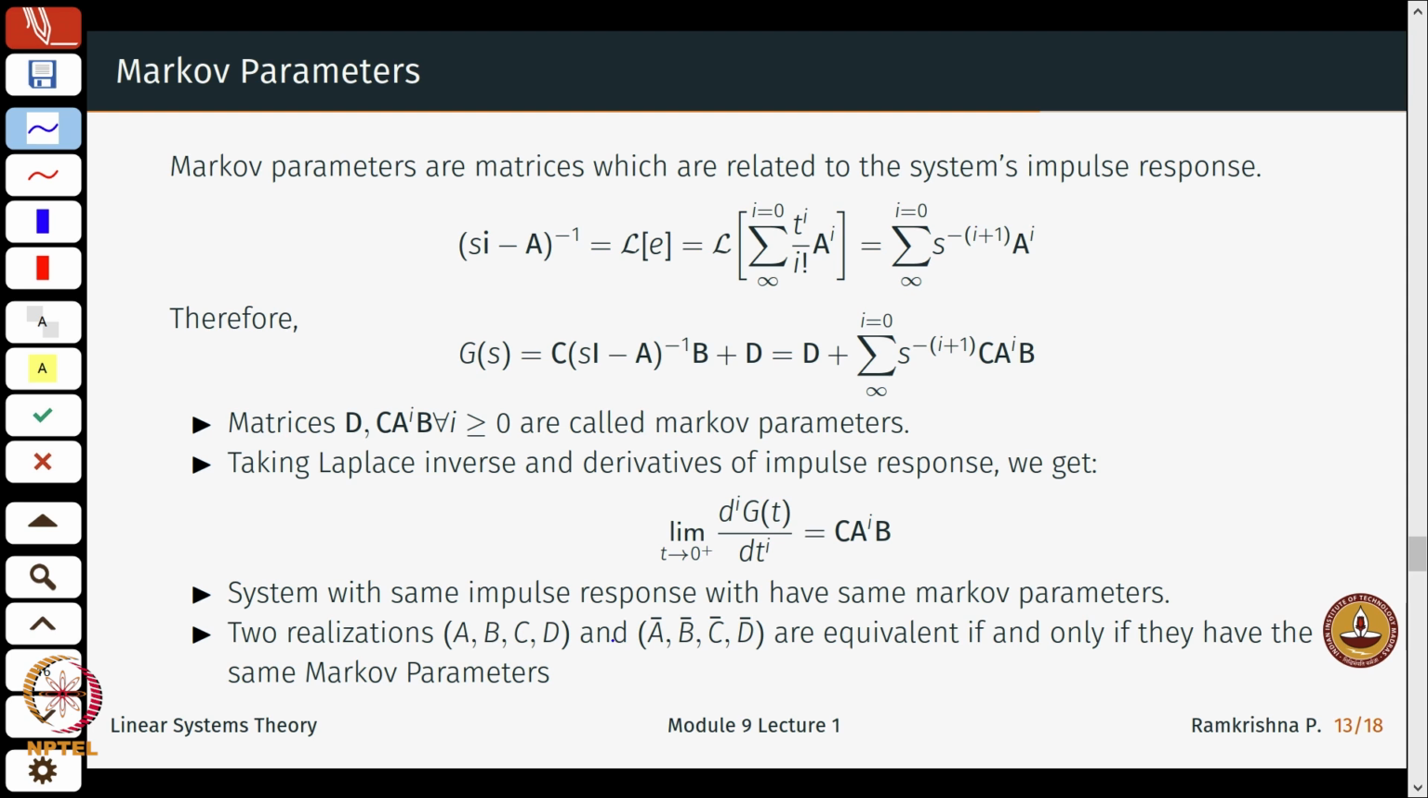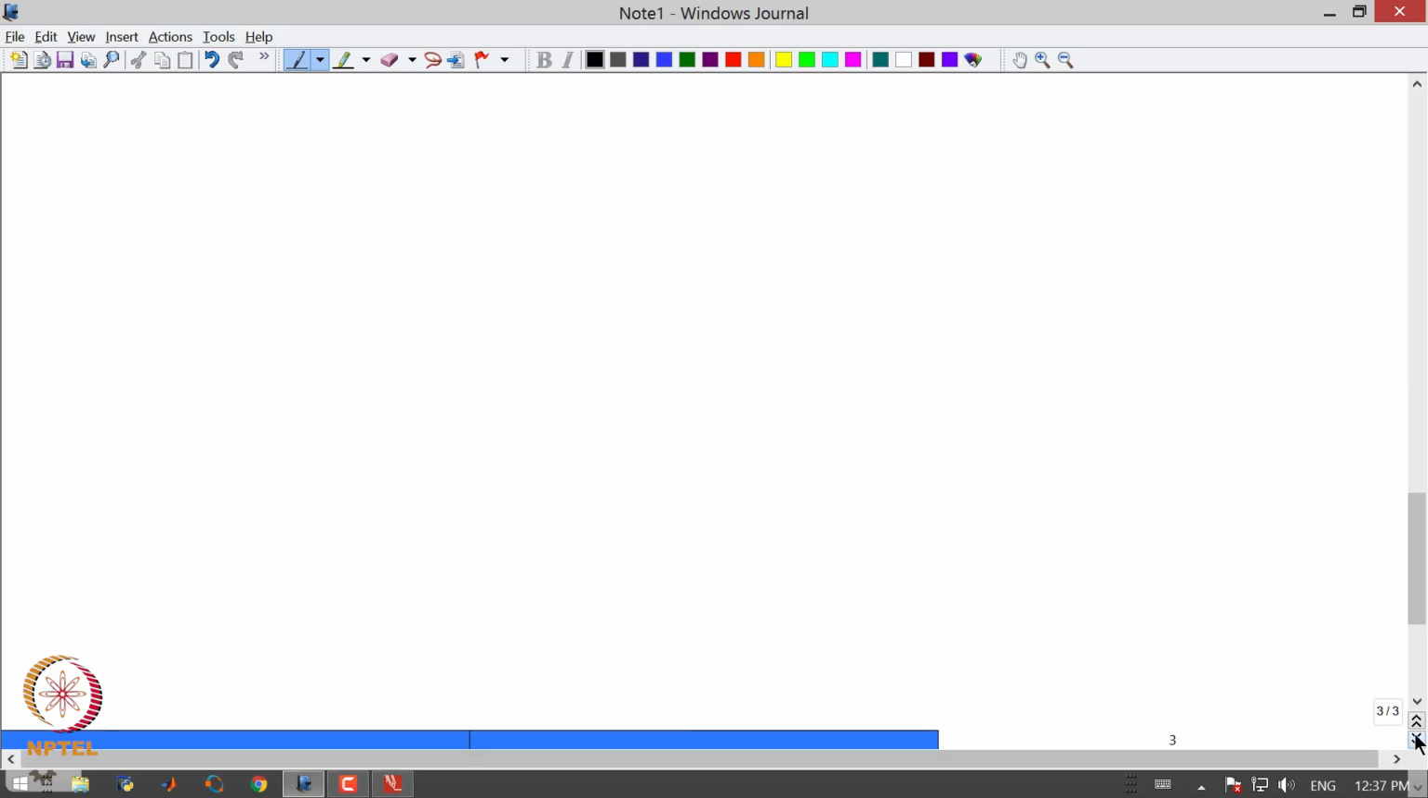Before this, we need to define some small concepts called the Markov parameters. So, what are these Markov parameters? What I know from the relation between state space and transfer function, and the tools from Laplace transforms, is the following. Now, what is e power At? e power At usually shows up as an infinite series.